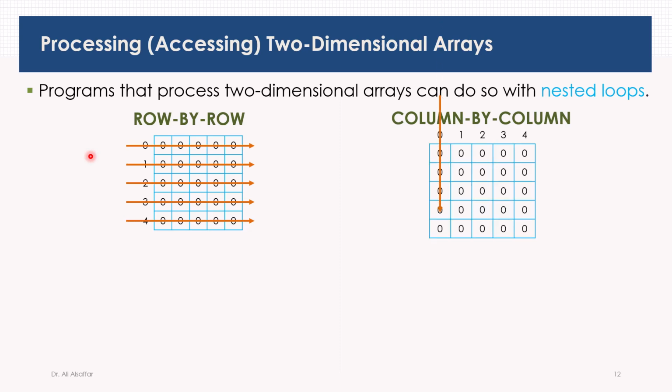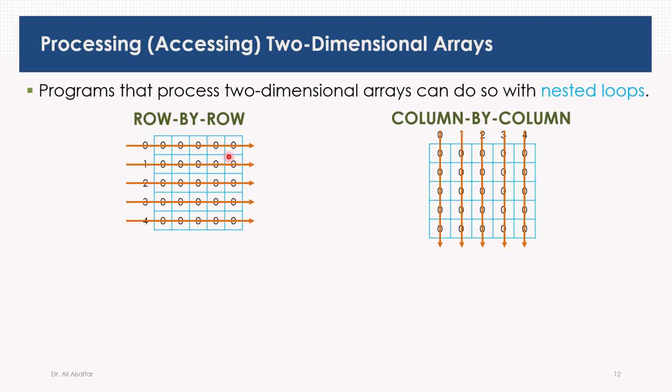The other way to process the array is by visiting the elements column by column. So first you visit all elements in the first column. Once you finish, you go to the next column. Once you finish, you go to the next column until the last column is processed.